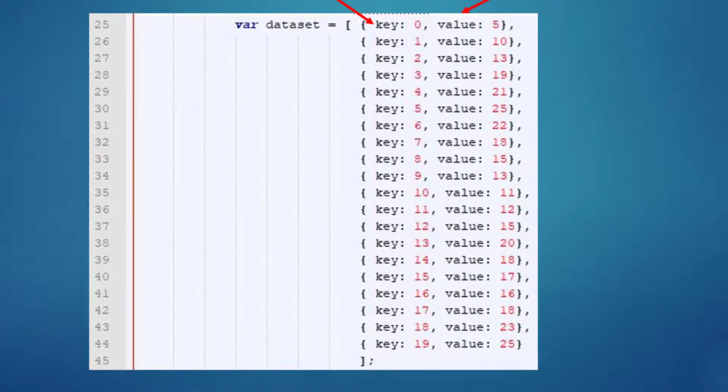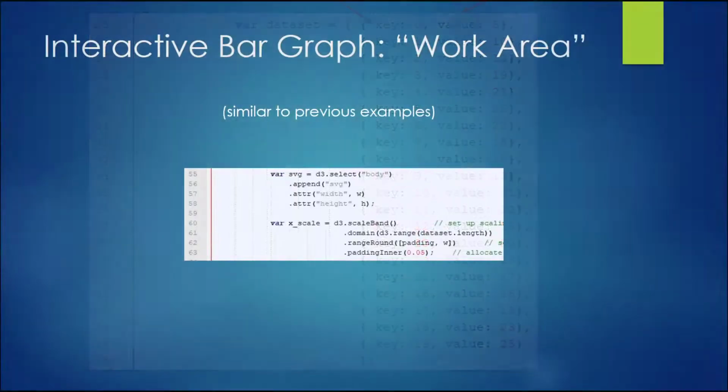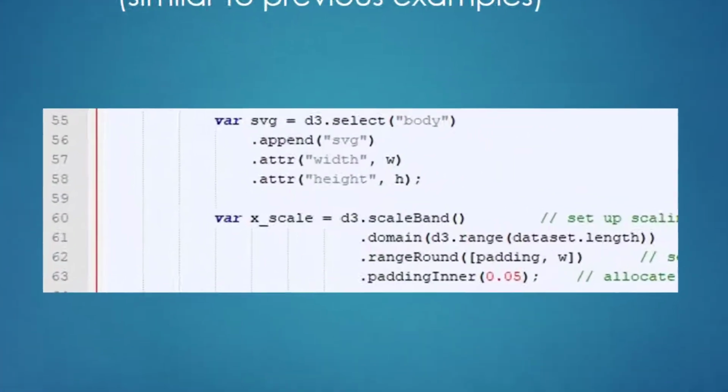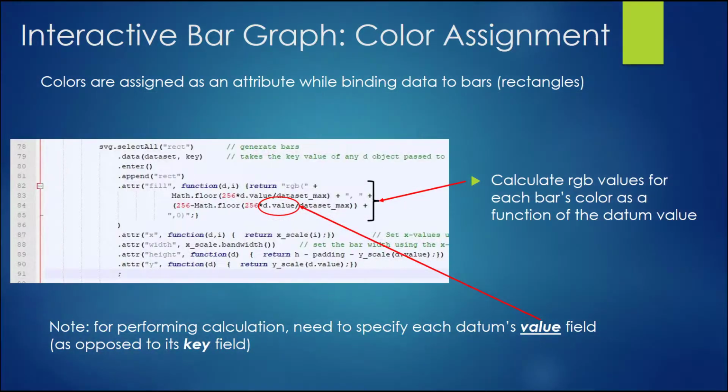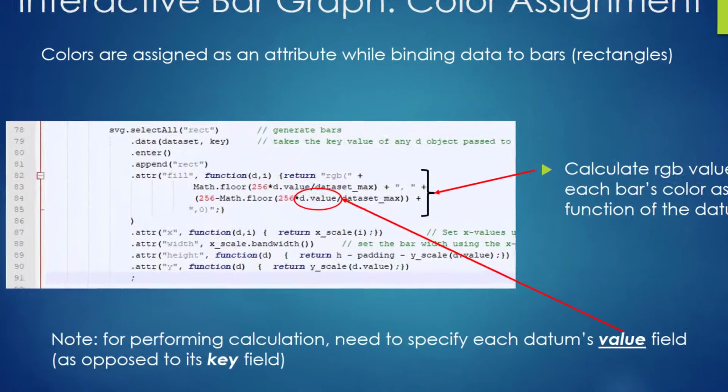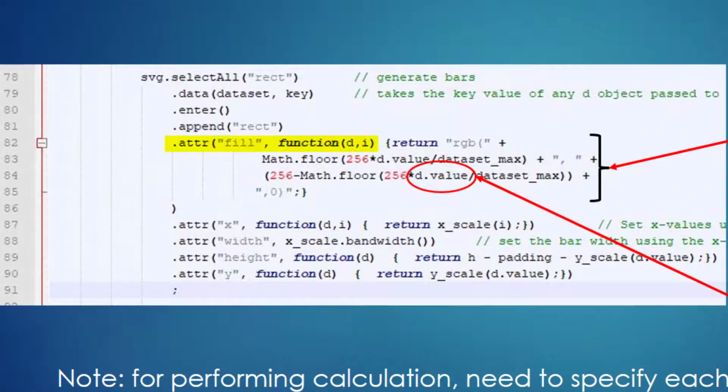To allow this, start by defining the data set so that each value has a corresponding key value. Once again, define the dimensions of your visualization. When appending the rectangles for the bar graph, calculate the fill color as a function of datum value. Since each datum consists of both a key and a value, you need to specify the use of d.value to calculate the color.